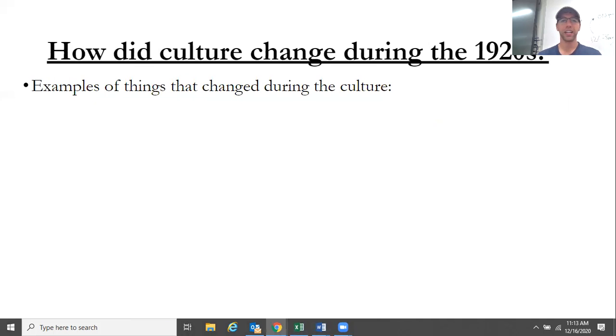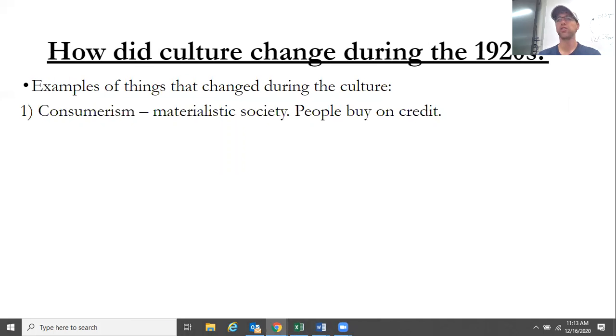Now, the second thing that's going to really change is consumerism. America is going to become a much more materialistic society. People are going to want to buy things. This is because of advertisements on the radio. You could buy things on credit. Chain stores are going to start, such as Sears. All of this is driving this idea that you should buy stuff.